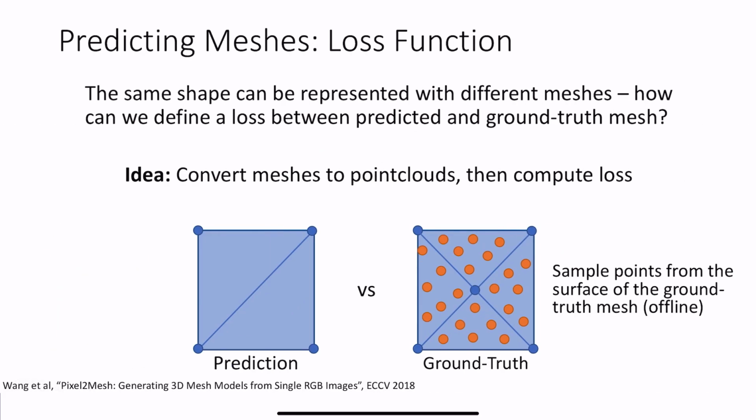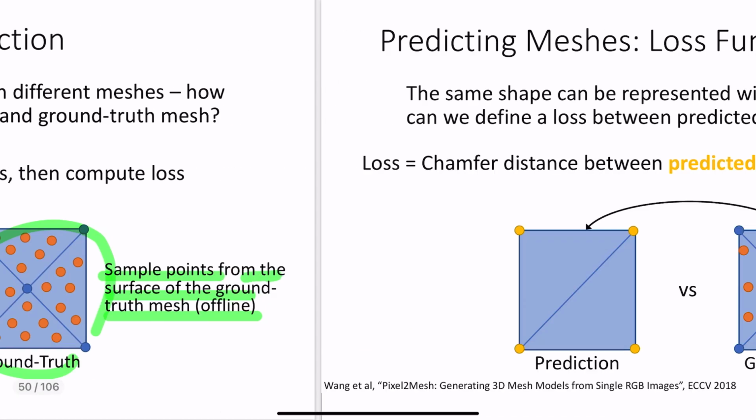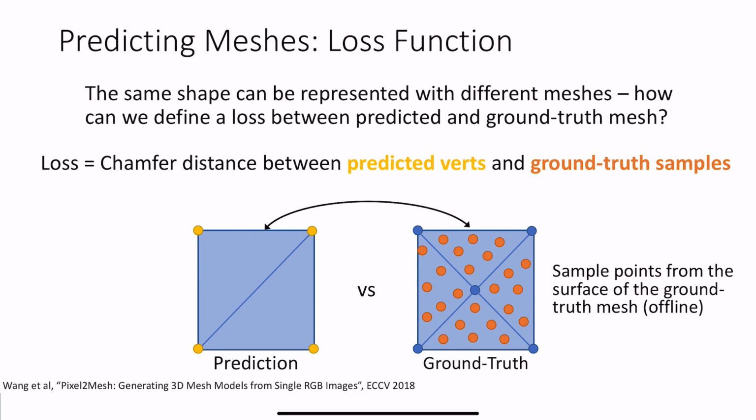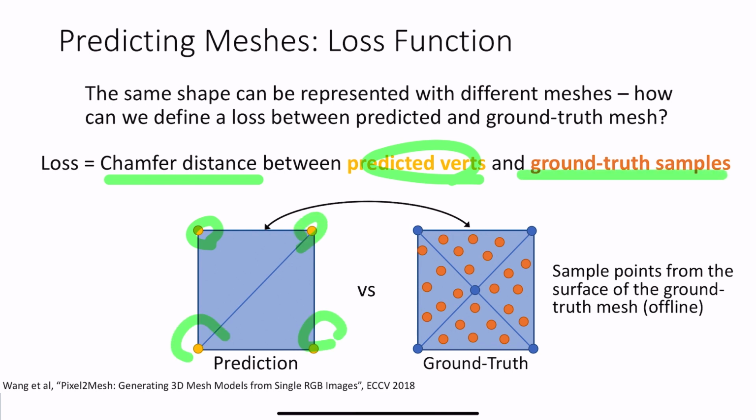So like this. Given a ground truth, sample points from the surface of the ground truth meshes, which is going to be the offline process. We can just make the point cloud representation from the ground truth data. Then just measure the chamfer distance between the predicted vertices as a point cloud and the ground truth samples like this. That's a very simple, brute force, or straightforward way to generate the loss signal for a mesh model.